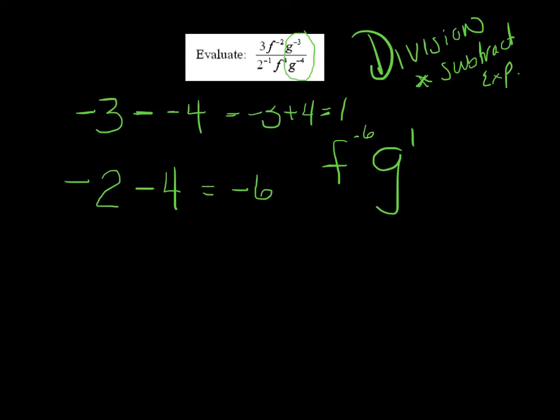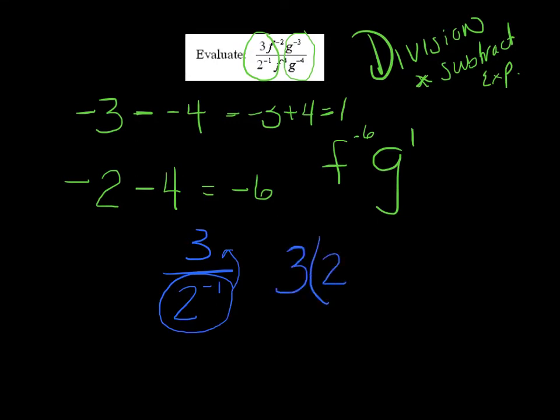Now, notice the 3 and the 2 here. Are they alike? You can't subtract exponents if they're not alike. Notice I didn't do g and f. I did g and g, f and f. Are 3 and 2 the exact same term? No. So you can't subtract their exponents. So for that, I'm going to say I have 3 over 2 to the negative 1. And because this exponent's a negative, I can now move it to the top. So I have 3 times 2 to the 1st. And I have f to the negative 6, g to the 1st.